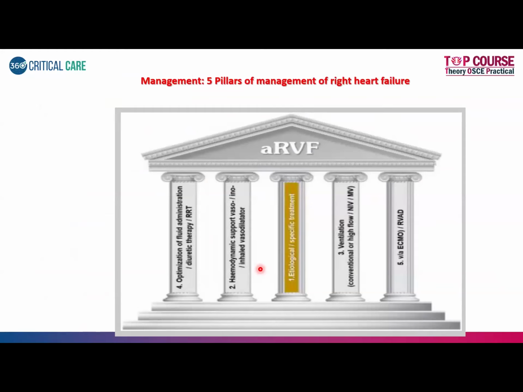Management: the 5 pillars of the management of right heart failure are etiology and specific treatment, optimization of fluid administration with diuretic therapy and RRT, hemodynamic support with vasopressors and inotropes and inhaled vasodilators, ventilation, conventional or high flow NIV and mechanical ventilation, and last but not the least, mechanical circulatory support.